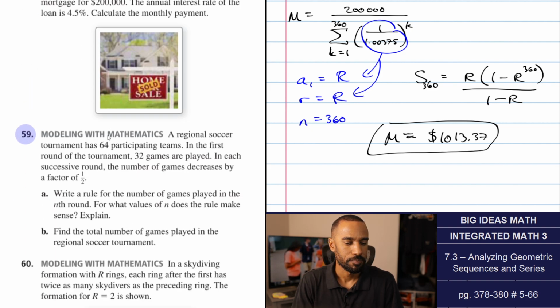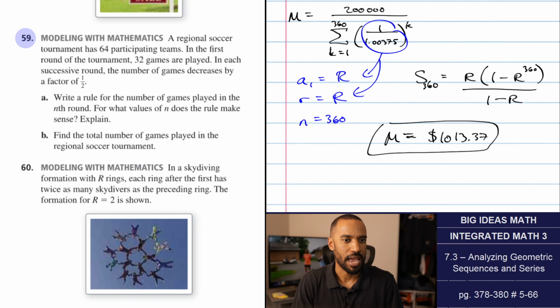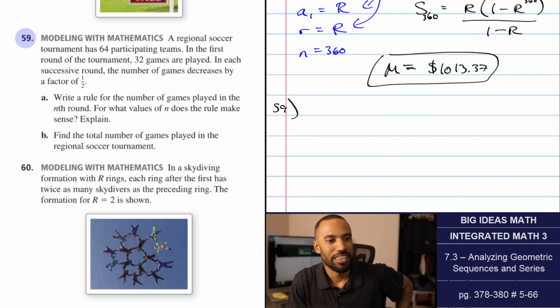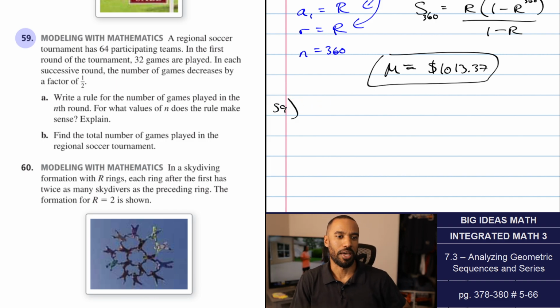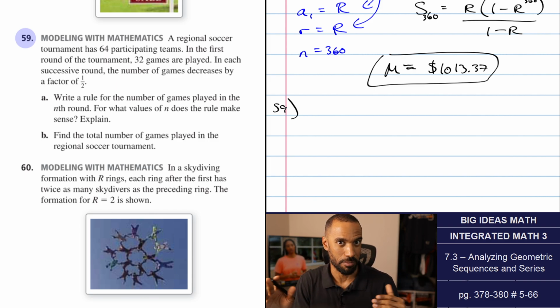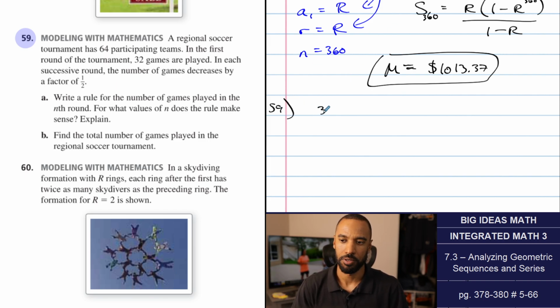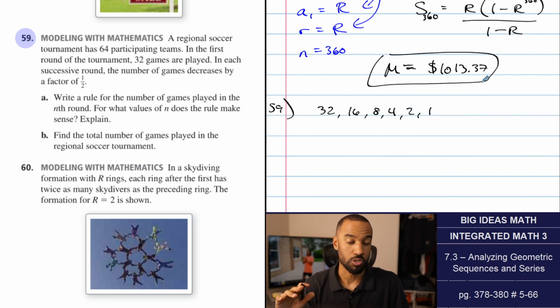Number 59. A regional soccer tournament has 64 participating teams. It looks like all these problems are being big at the end. In the first round of the tournament, 32 games are played. 64 teams, 32 games, right? Two teams per game. In each successive round, the number of games decreases by a factor of 1/2. They're talking about number of games played, not number of teams. So 32 games in the first round, and it's cut by 1/2. 16 games in the second round, and then 8, and then 4, and then 2, and then 1 game for the championship, I assume. So probably 6 terms.